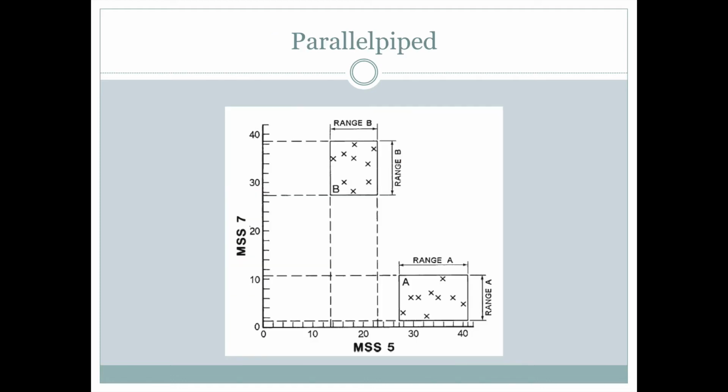Maybe a simpler one is the Parallelpiped. The Parallelpiped takes a range of 1 band. This is MSS, Multispectral Scanner 7, and this is Multispectral Scanner 5. And it takes a range in this direction for 5, a range in this direction for 7, until all of the points fall within those ranges. So there would be 2 different categories here, A and B, and then once we go back to the map, this is once again in the frequency space, right? Because we're looking at one band of the remote sensing image versus another band. When we go back in the frequency space, we would see a map pattern.